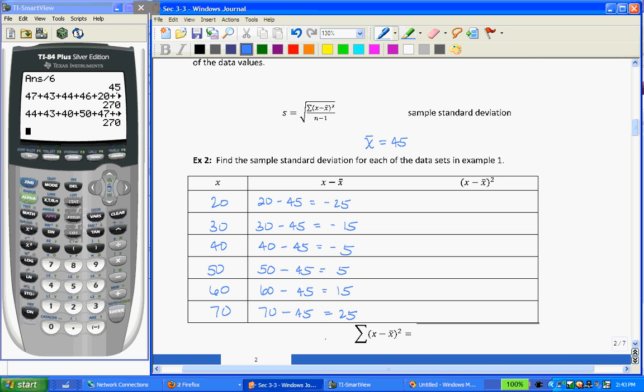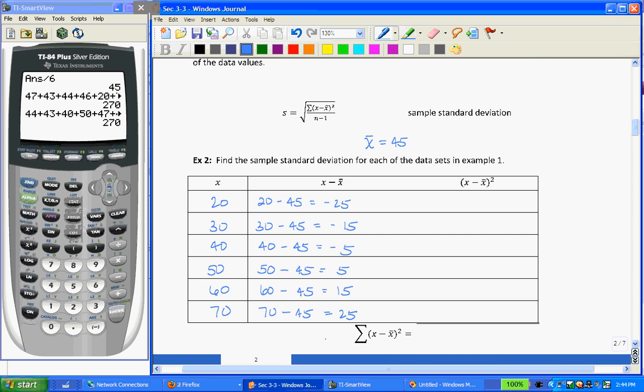25. Now, what would happen if we were to add up our values at this point? Noticing that we have a negative 25 and a positive 25, a negative 15 and a positive 15, and a negative 5 and a positive 5. Well, if I were to add those all up together, I'd get 0, which doesn't tell me anything about spread. And it's because of those positive signs and negative signs, which makes sense, which means some of our data values are higher than the mean, and some of our data values are lower than the mean.